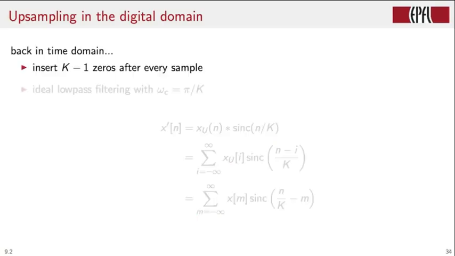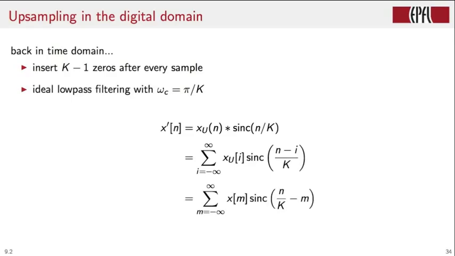So now let's look at the procedure back in the time domain. The first step is to insert k minus 1 zeros after each sample, followed by an ideal low-pass filter. And we choose the cutoff frequency for the filter to be pi over k, as we saw in the previous graph. So now the resulting sequence is simply the convolution of the upsampled sequence with zeros and the impulse response of the filter, which with this cutoff frequency will be simply sinc of n over k. And if we work out the convolution sum, we have this summation here.